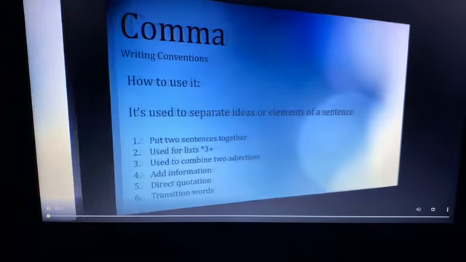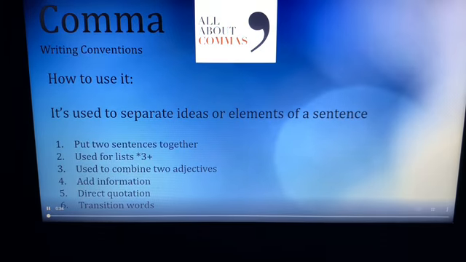Starting off, the comma is used to separate an idea or an element within a sentence. There are 6 different ways to use it, and the first is to put two sentences together. The second is for a list. The third is to combine 2 adjectives. The fourth is to add information. The fifth is for direct quotation, and the sixth is for transition words.